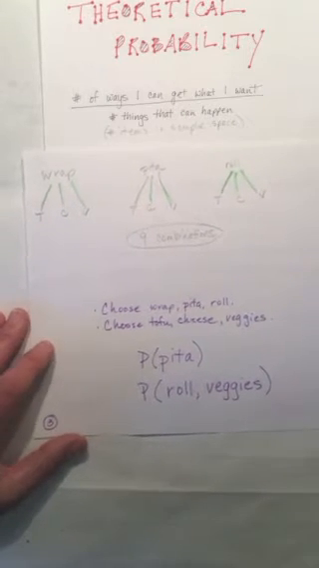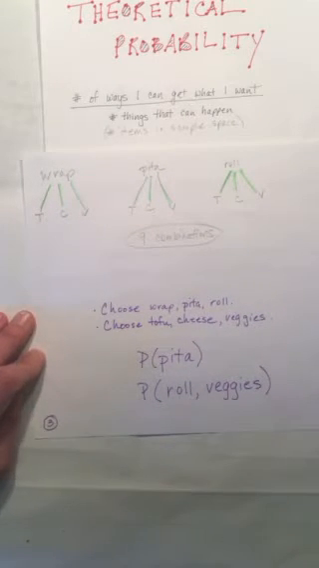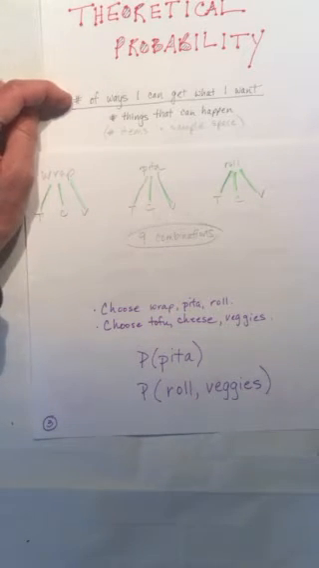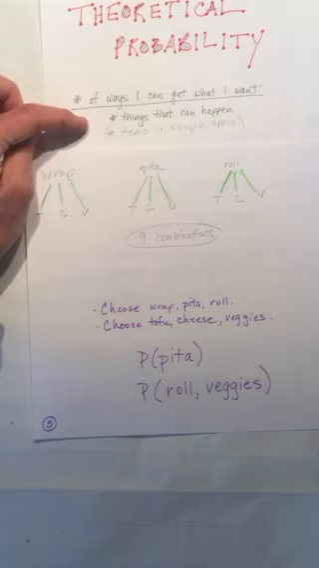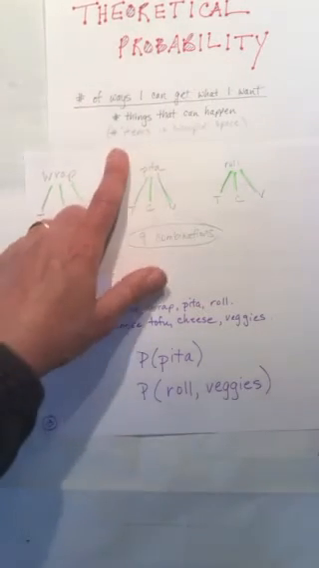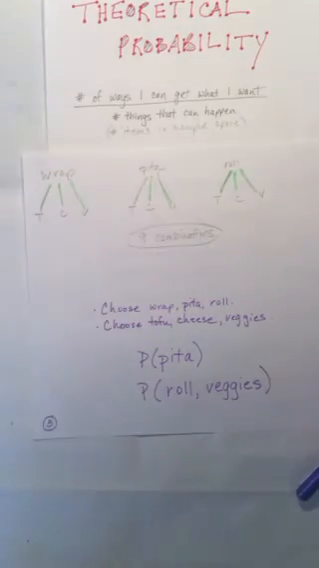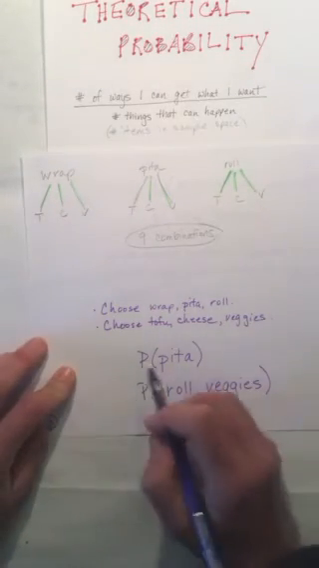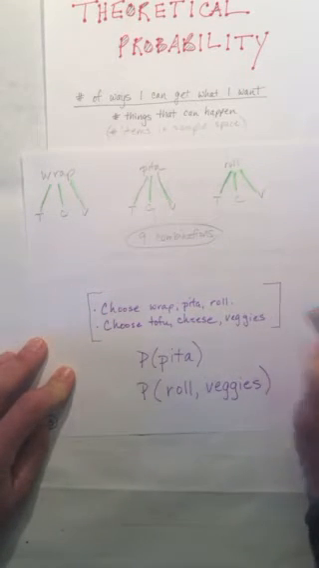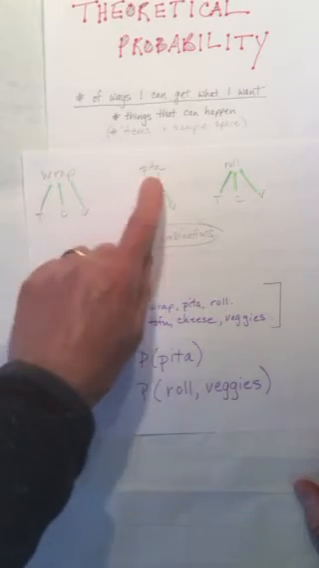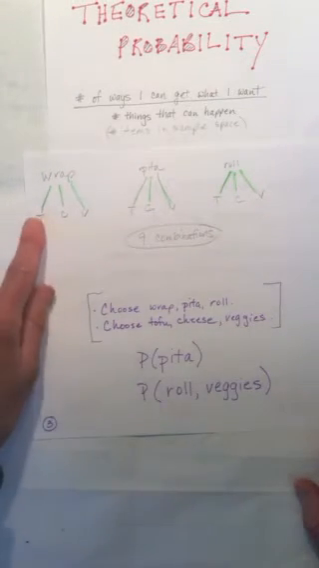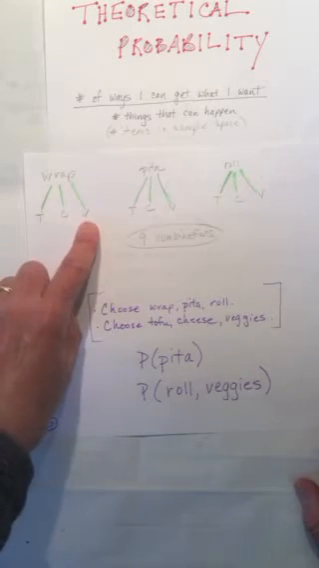Here's one that we did about sandwiches. And again, we're going to be looking for the number of ways I can get what I want, that's my numerator, over the number of things that can happen. That's the denominator. And again, you can think of that as the number of items in the sample space. So let's see. This was the original direction that you were going to choose a wrap, a pita, or a roll. And then you were going to choose tofu, cheese, or veggies.